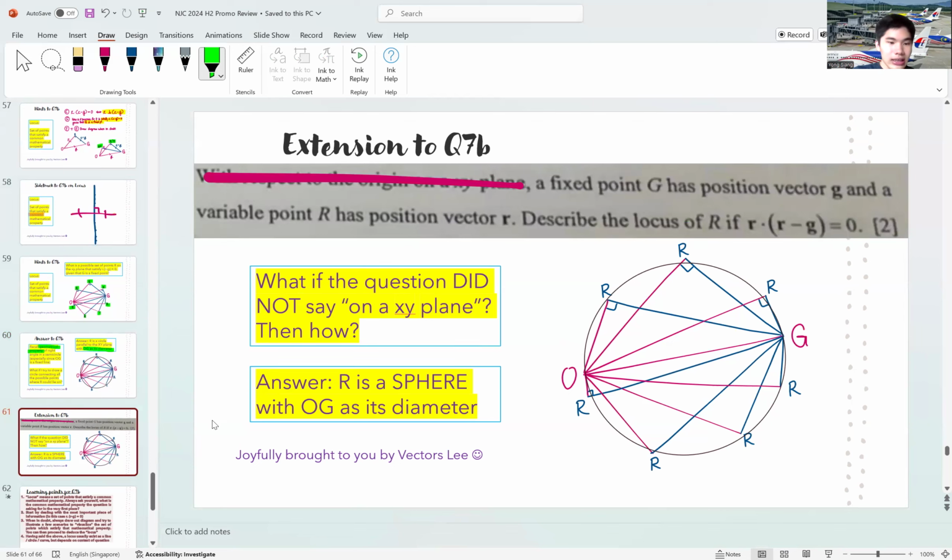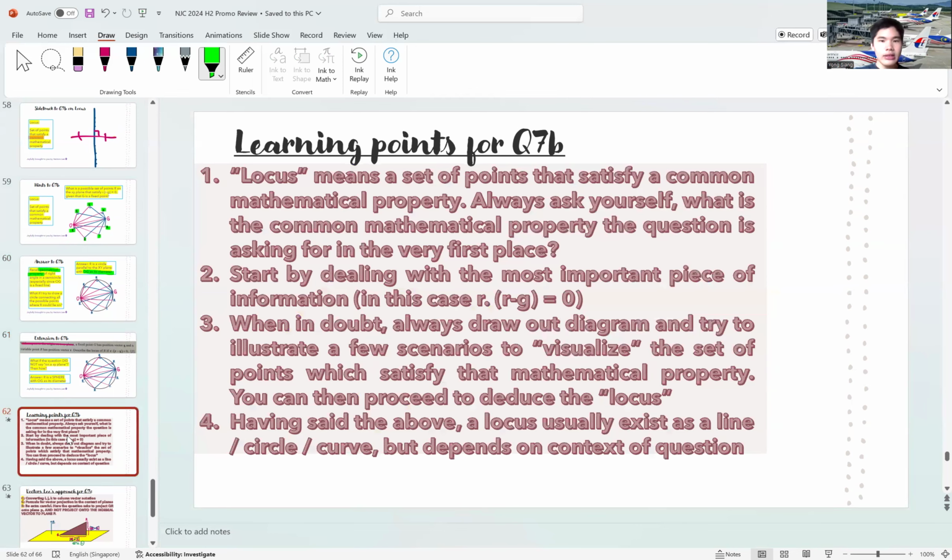So these are the learning points for you to read. The locus always means a set of points that satisfies a common mathematical property. So the next time you're dealing with locus, always ask yourself: what is this common mathematical property they are trying to satisfy? What is the question asking for? Then start by dealing with the most important piece of information. This dot product is zero, like I told you, is a guarantee. It's either a zero vector or it is perpendicular.